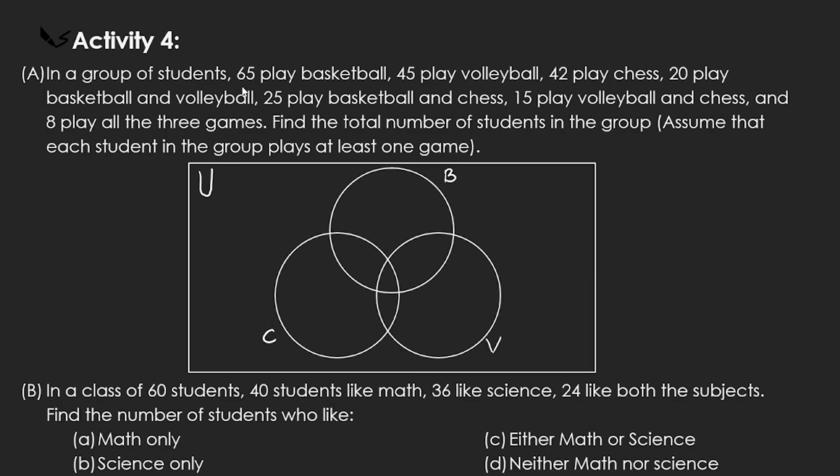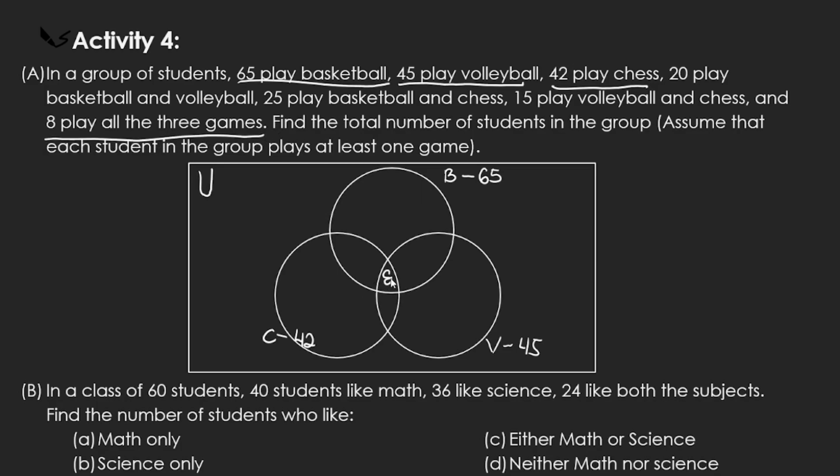In the given, it says 65 play basketball. This does not necessarily mean that 65 exclusively play basketball. No. It means that regardless of whether they're playing other sports, 65 play basketball. Same thing with volleyball and chess. When answering a Venn diagram, always go to the overlapping circles first, starting at the center. We know that 8 play all 3 games.